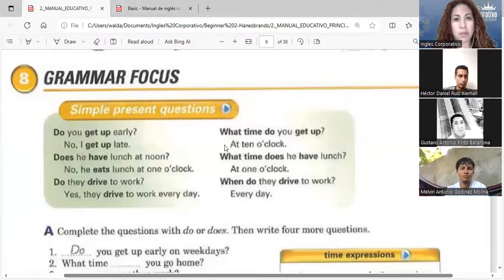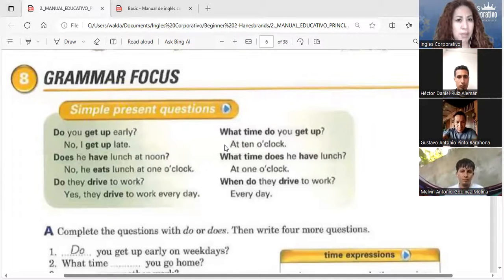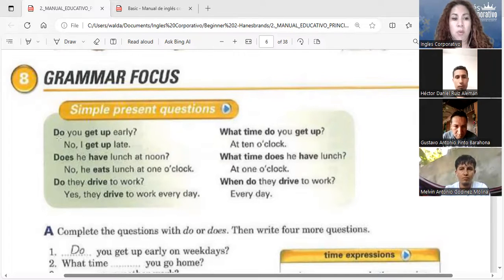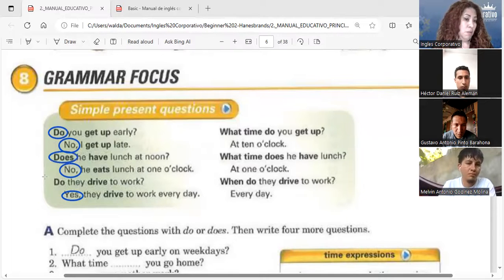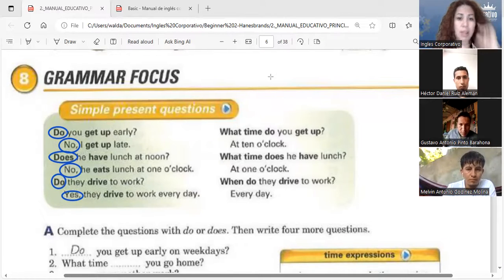Okay. You see this? You see it? Yes or no? Do you see it? Yes. Okay. All right. So the no and yeses will be here. The no and yeses will be here. Okay. When you're using the do or the does. But if you're asking for information questions, like what time?